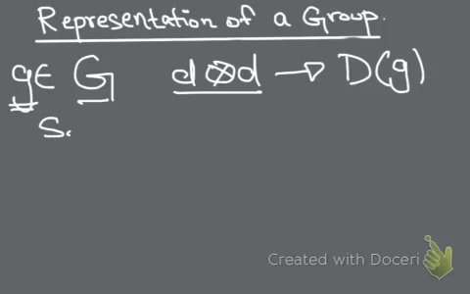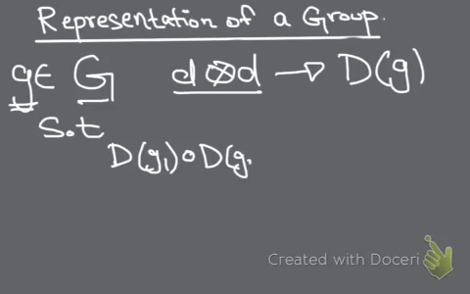such that my D of g1 composition D of g2 is equal to D of g1 composition g2.